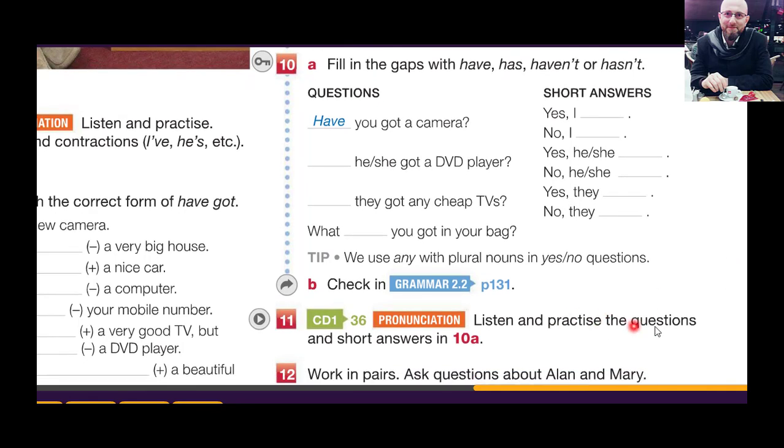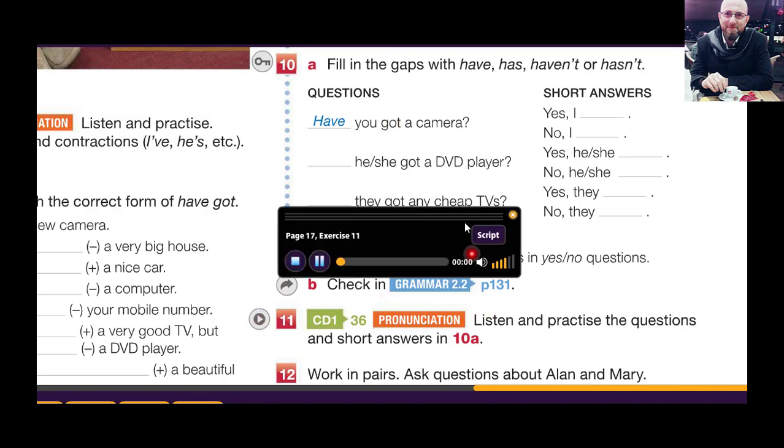Here you listen and practice the questions and short answers in 10A. All these questions and answers, you listen and practice. Track 36.